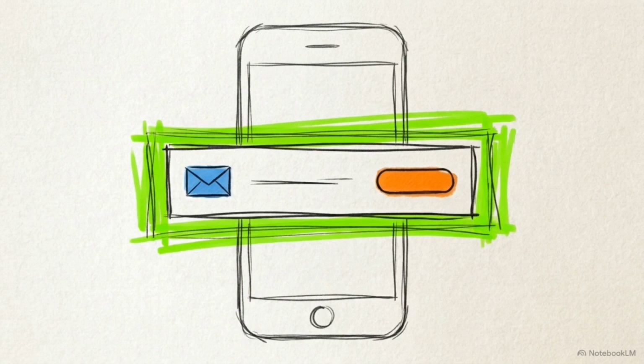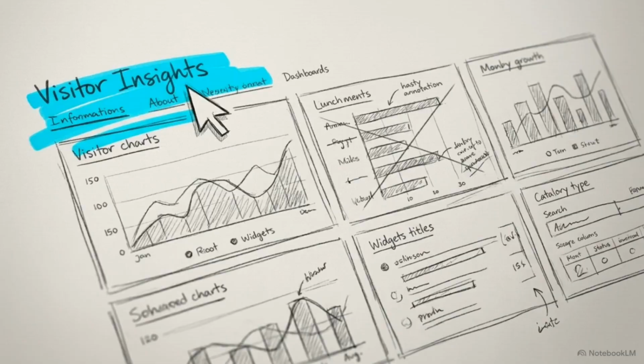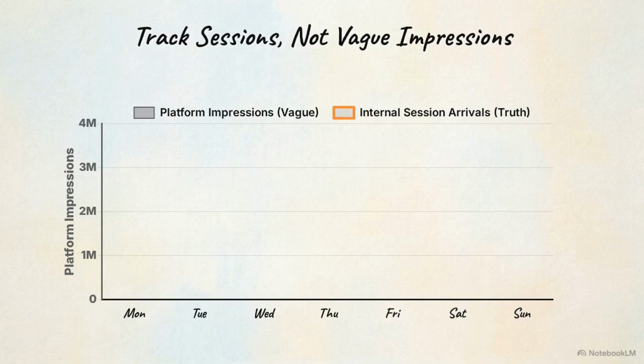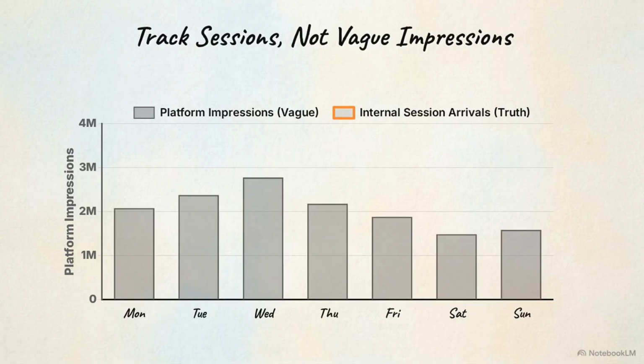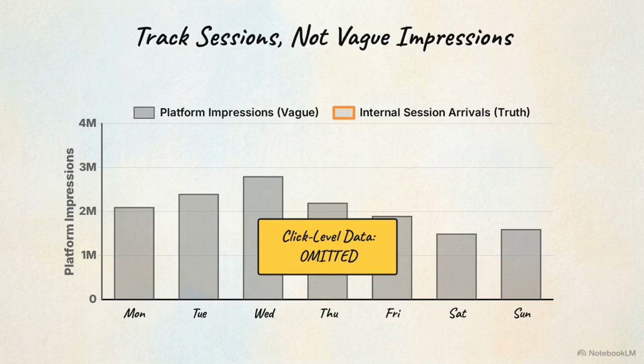For step 3, leave your CMS environment and log into your internal website analytics platform, like Google Analytics or Plausible. Many creators make the mistake of relying entirely on Google Search Console to track how their AI content is performing. This split-screen chart illustrates the problem. Search Console gives you a massive, vague number of total impressions, but it currently omits click-level data for specific AI citations. Because of this missing data, you can't determine what percentage of your traffic originates from those AI features.